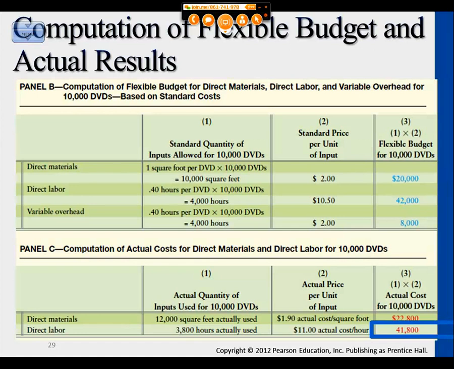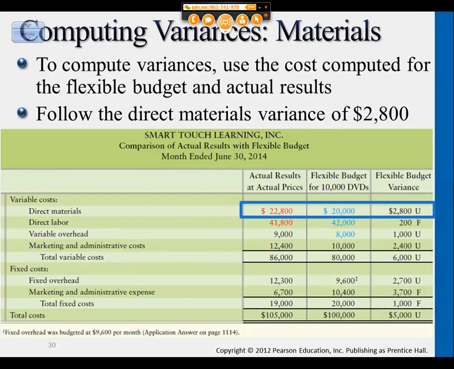Now, great. So we found that. Now let's look, how do we compute the variances? At first, let's look at our materials. We just found the two numbers, right? 22,800, 41,800, and we also have our flexible budget calculated as well. So we have these two numbers for direct materials and direct labor. Now, to compute variances, we're going to use the cost that we computed for flexible budget and actual results, just the slide before.